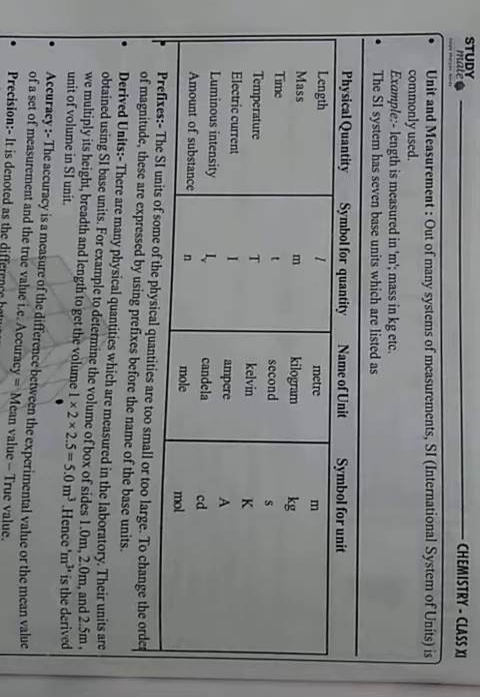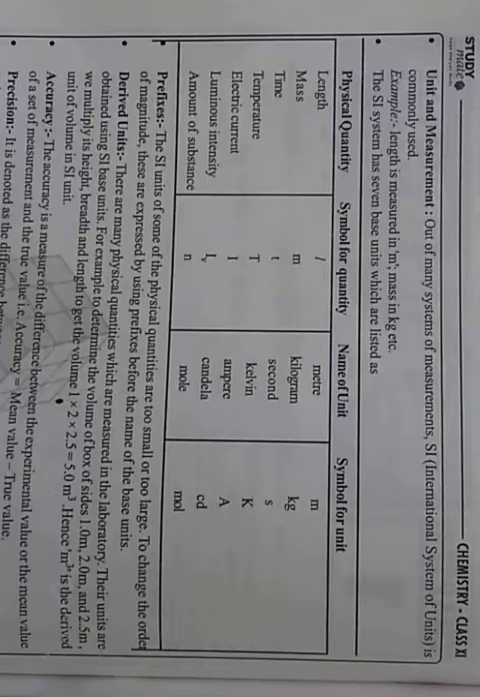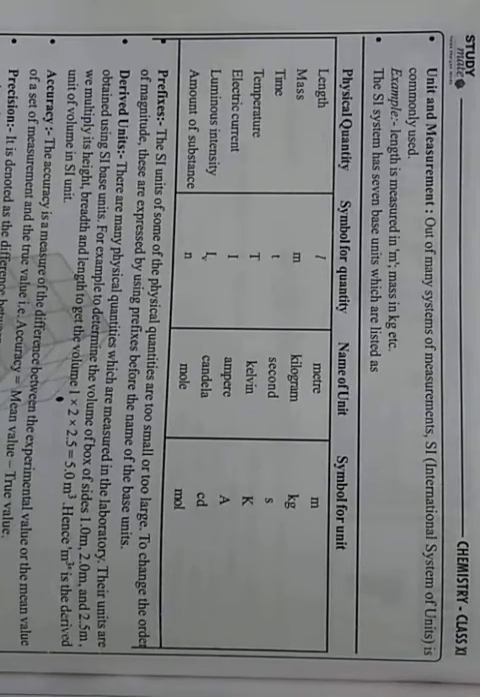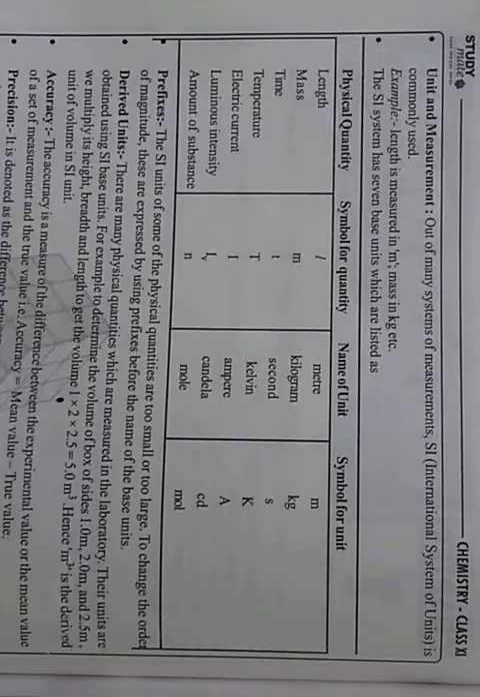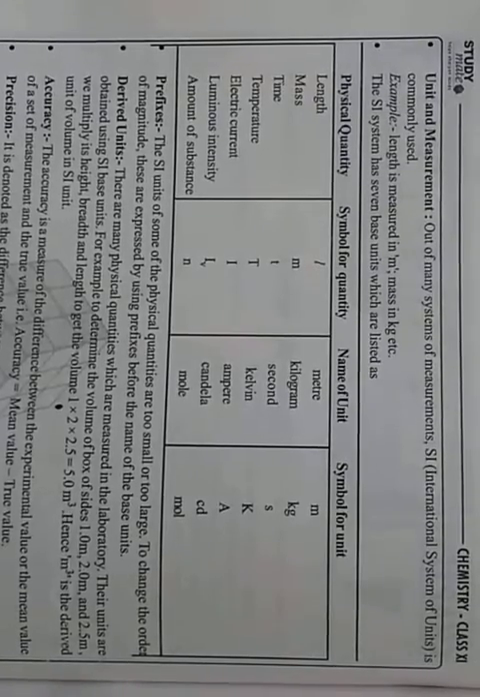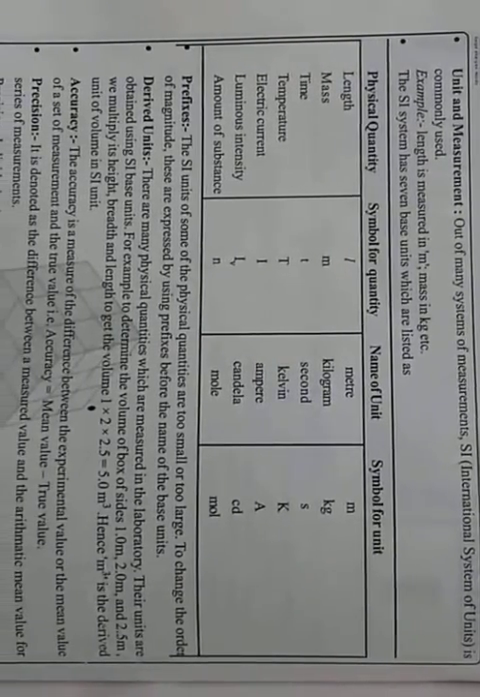Derived unit. Many physical quantities which are measured in the laboratory have units obtained by using SI base units. For example, determination of the volume of a box of sides 0.1 meter, 2 meter and 2.5 meter. We multiply its height, length and breadth to get the exact volume. It means this is a derived unit, derived with the help of SI units.